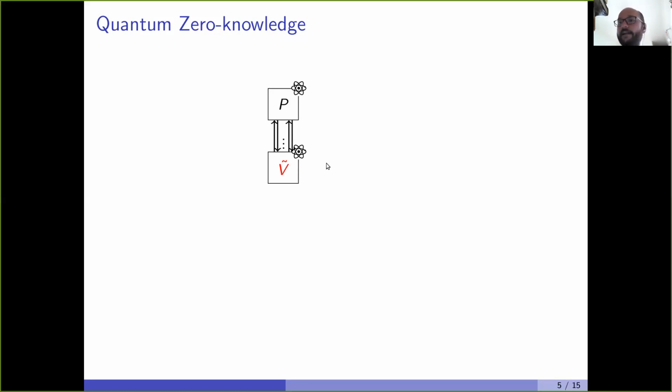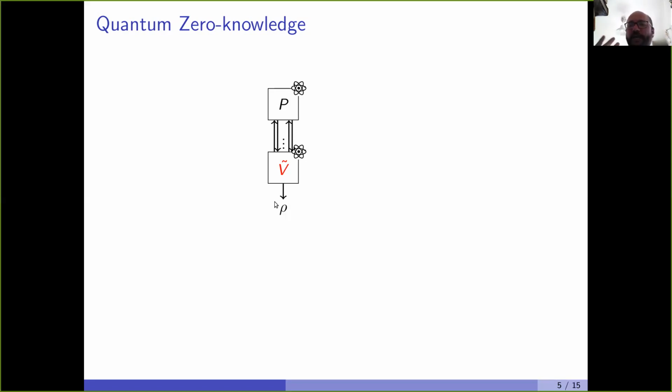And as I said, the goal is to say that even this malicious adversary is not learning anything that she should not be able to learn by herself. The question is, how can you formalize such a property? And we do this by defining simulators. So we might assume that this malicious verifier, after interacting with the prover, outputs some quantum state rho.